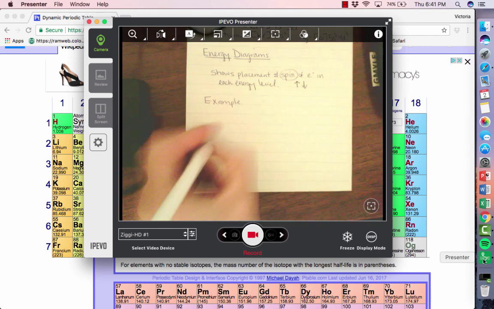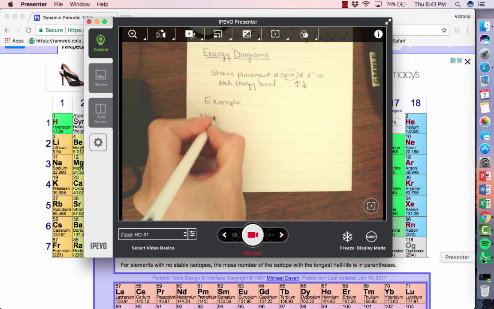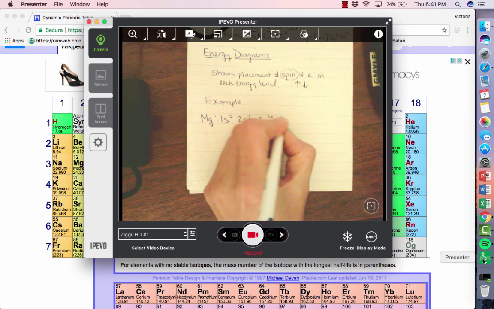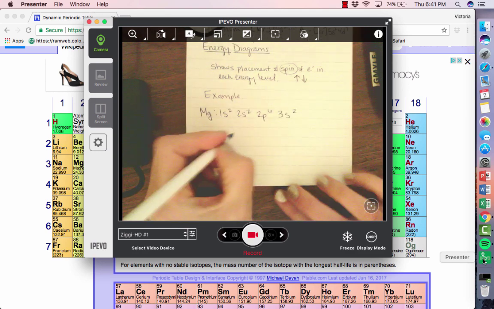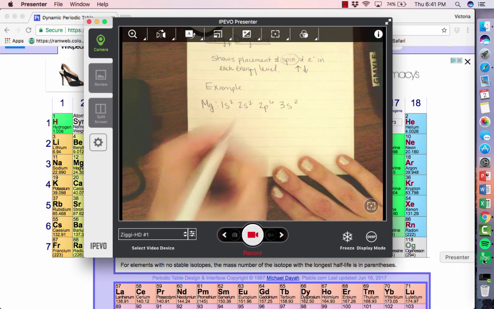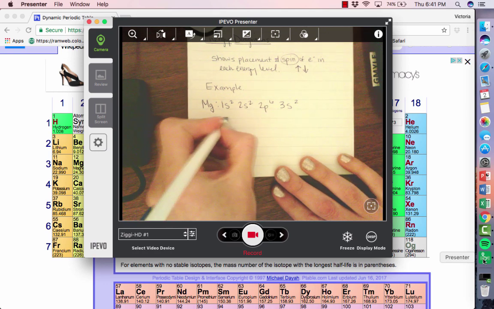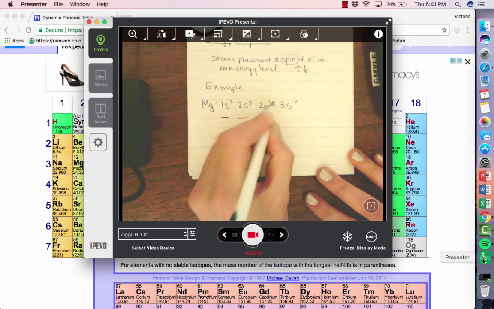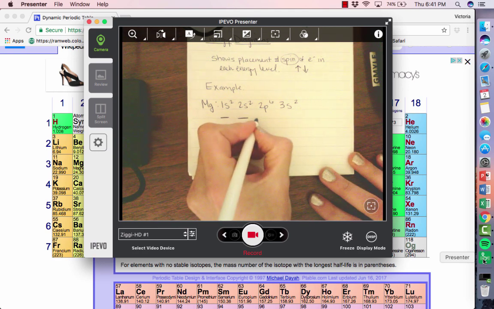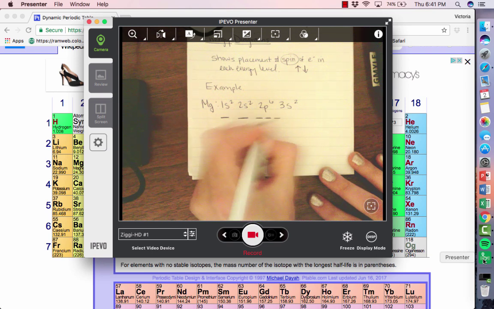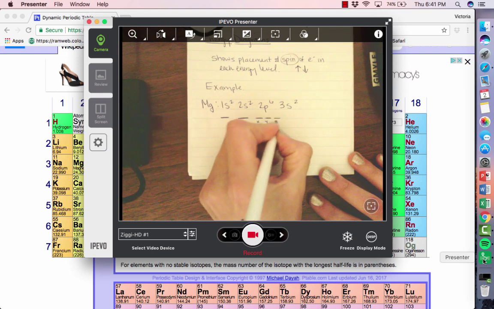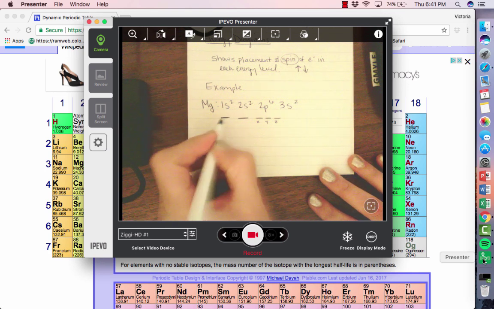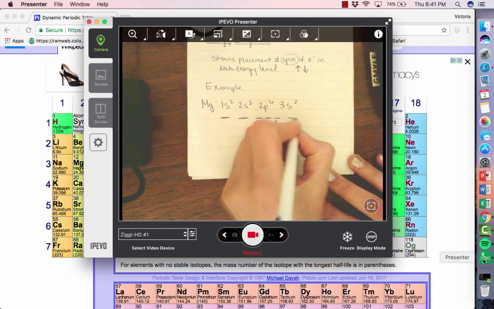So magnesium is 1s2, 2s2, 2p6, 3s2. How I would draw this, what I'm going to do is draw a line under each of these. Because in the P lobe there's actually 3 lobes, I'm going to draw 3 lines. There's the X lobe, the Y lobe, and the Z lobe. And then the S, remember it's a sphere and it can only hold 2 electrons, so it gets 1 line. And then my 3s2 is going to get 1 line as well.